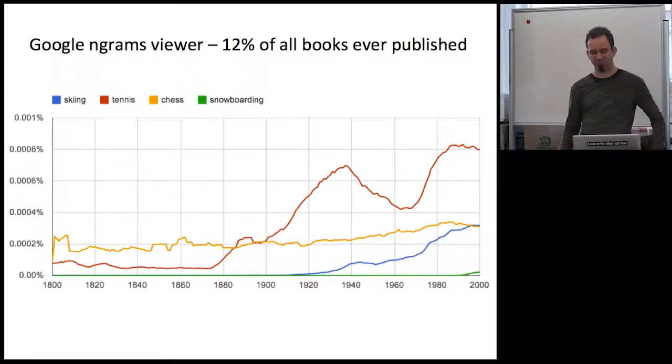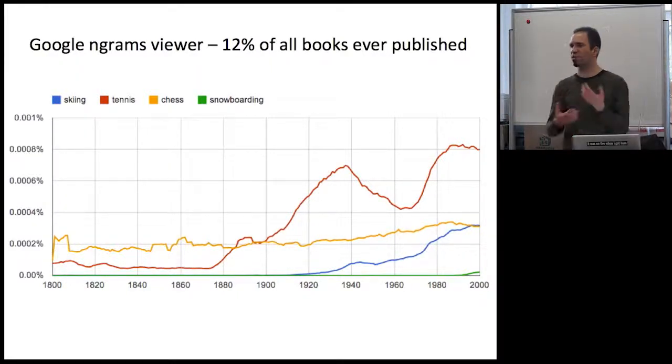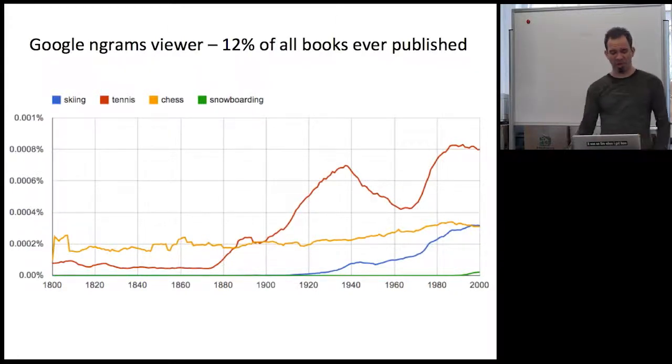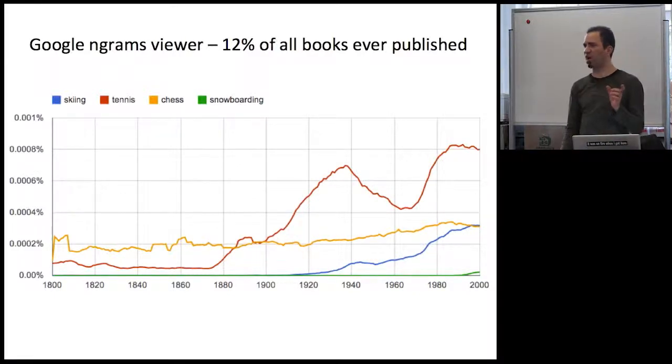And they have built this thing called Google Ngram Viewer. How many people know what an ngram is? Yeah. So an ngram is this fundamental unit of language that you see a lot in computer language processing. A unigram, one word. So in this case, I'm graphing some unigrams. I'm looking at the relative occurrence of skiing, tennis, chess, and snowboarding. But it actually has all ngrams up to length 5.